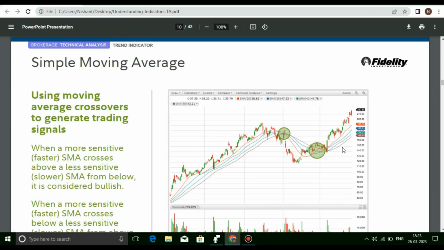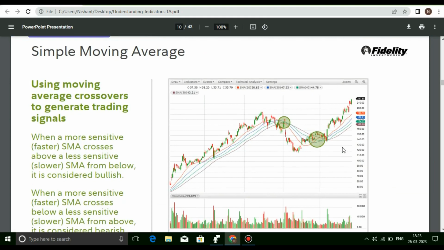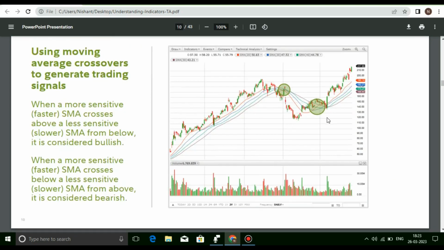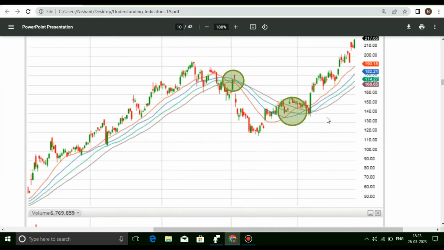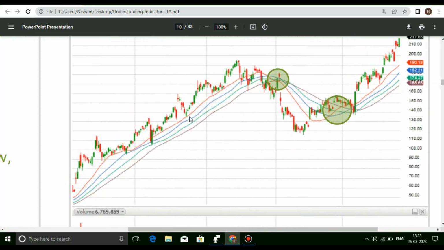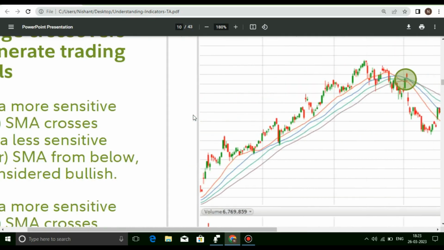So number one is the simple moving average. In a simple moving average, it's like a line, a slope. Like in this picture you can see clearly that there are 4 lines of different colors, and these are moving averages of different time frames. This is the graph of a stock, and these are the moving averages of different time frames. But there are different moving averages as well.